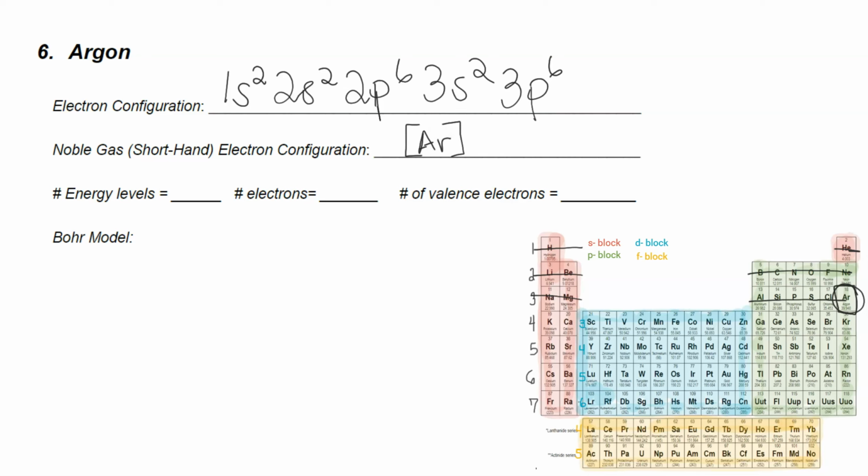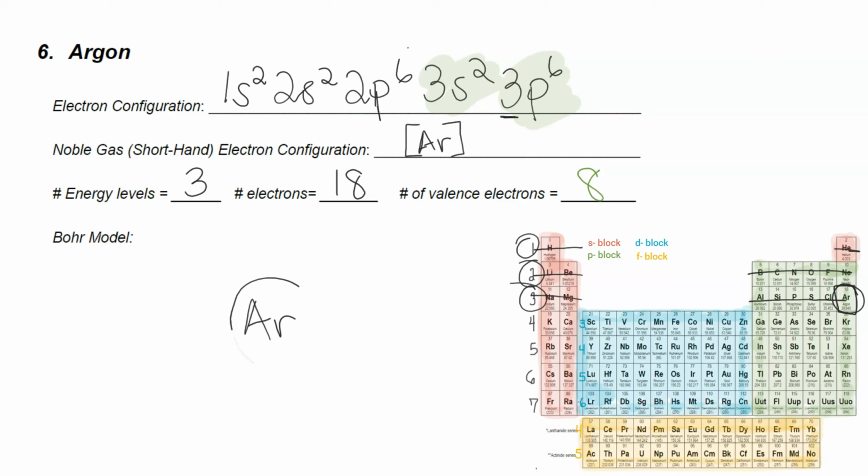Number of energy levels, well, argon has 1, 2, 3 energy levels. We can tell this from our configuration because the highest number out front, the highest coefficient, is a 3. We know argon has 18 total electrons, or we could add up all of our coefficients to figure that out. And then as for valence electrons, it's a noble gas, so it's going to have a perfect number of valence electrons, meaning a full s and p orbital for a total of 8, meaning that it already has an octet. So now let's draw our Bohr model for our perfect noble gas, argon.